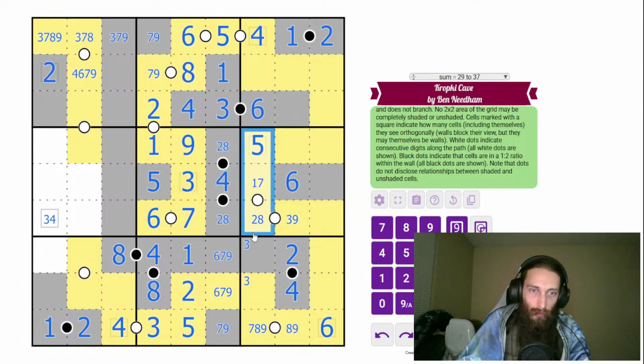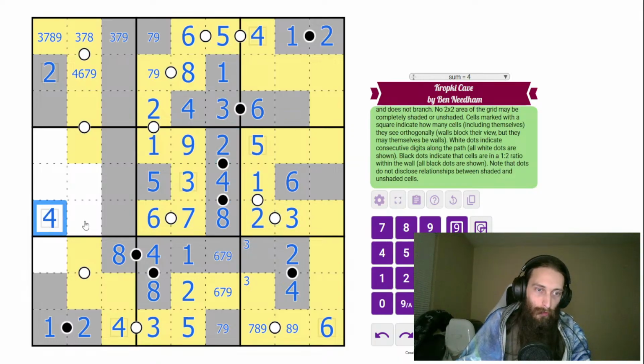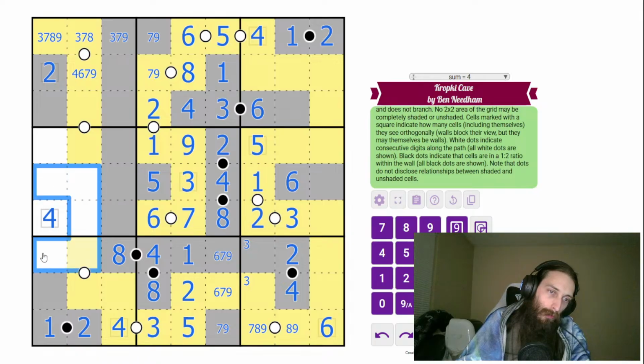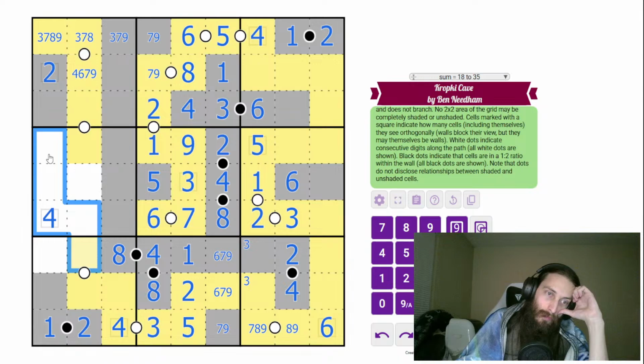It's none of these, so it has to be one of those, and this is the only place it can be. So there's that. 8 and 2, 4 over here, and it has to see 4 cells in this part, which is probably these. But it could also be this way. I can't think of another option, so I think these 3 are forced then. And it's one of those two.